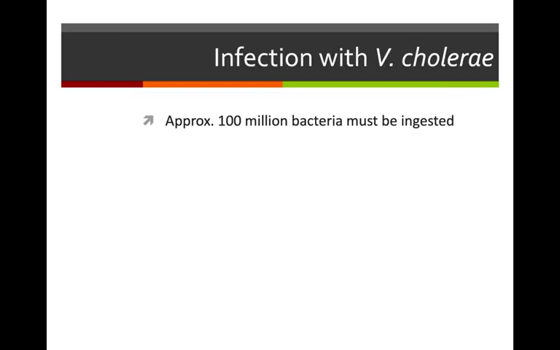In order to acquire cholera, a person usually has to ingest about 100 million bacteria. And the reason for this is that the bacteria are usually pretty sensitive to the stomach acid. So most of the bacteria are going to be killed when they get into the stomach. And that's why you have to ingest so many. The few stragglers that are left over are able to get into the intestines and establish infection.